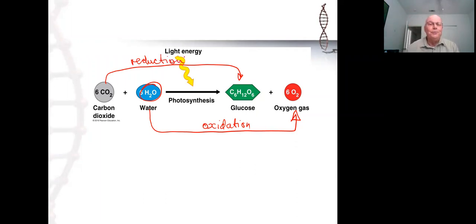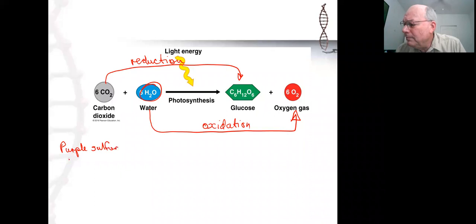And that is true. But this equation is still not correct. And the reason why it's not correct can be seen by looking at what we know goes on in a group of bacteria called purple sulfur bacteria. And purple sulfur bacteria do chemosynthesis. And their equation looks like this.